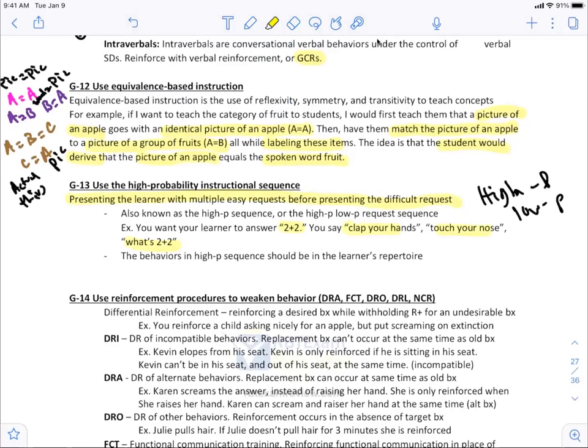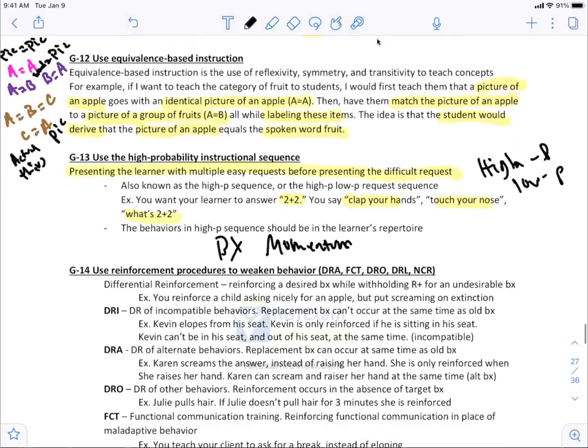Important, the behaviors in the high P sequence should be in the learner's repertoire. So the high probability requests you're making, you shouldn't be teaching them. They should already be easily evoked, because remember, you're trying to build up behavior momentum. Okay, sip of water.